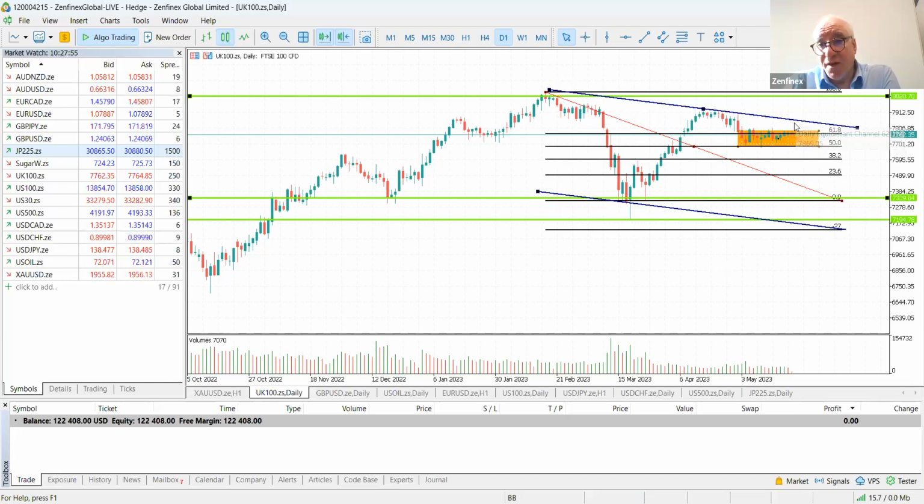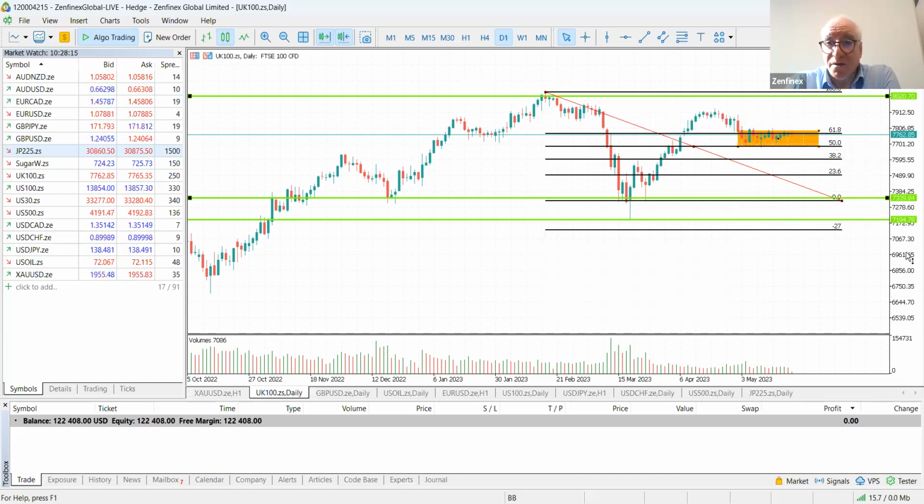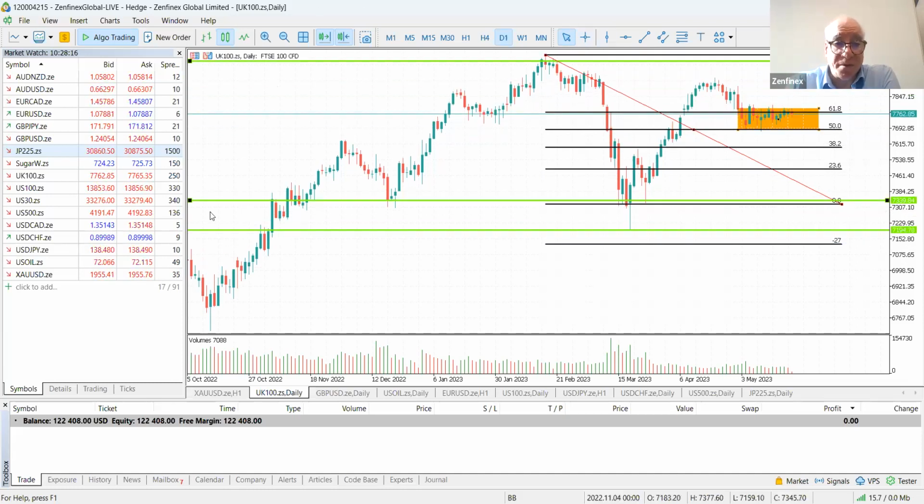It'll be interesting to see if it hits this channel here and then continues coming down to follow this channel, or nothing. I can't see anything really on the FTSE that can give me an indication of whether it's going to go up or down. So I'm actually going to get rid of this channel. It's just adding more noise. Let's get rid of that. So that's where we are with the FTSE.